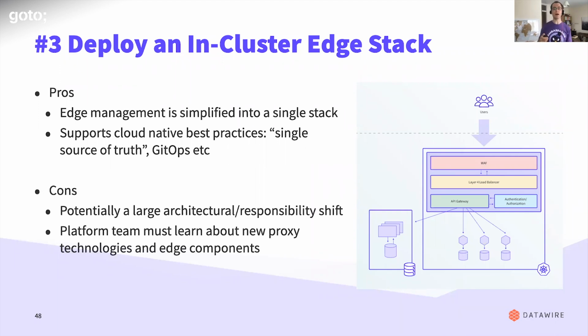Cons is potentially a large architectural shift, and a large responsibility shift. We as developers are now more responsible for edge things. Platform teams have also got to learn more stuff. A lot of edge technologies like Contour, Ambassador, Glue, they're built on Envoy. And that does require a bit of a shift in terms of how the actual technologies work. So if someone's been running Nginx or F5 all their life, they'll need to learn new things for how Envoy behaves, for example. Got to factor that into any kind of work here.